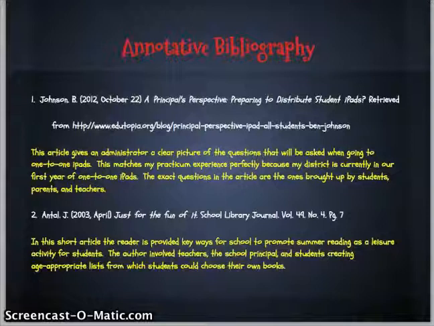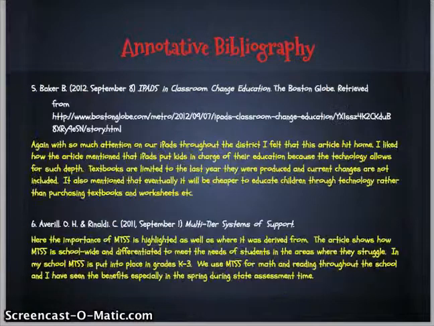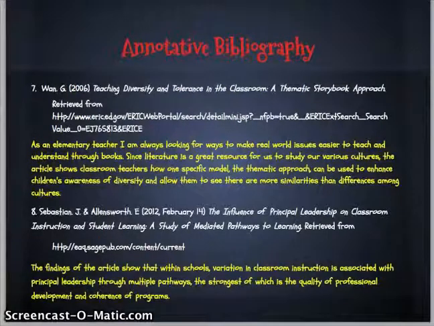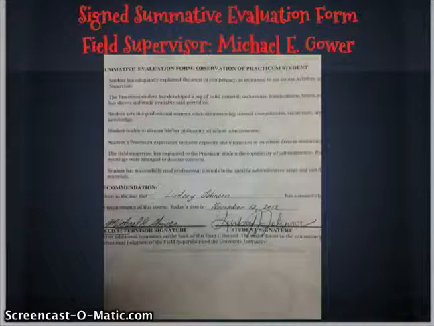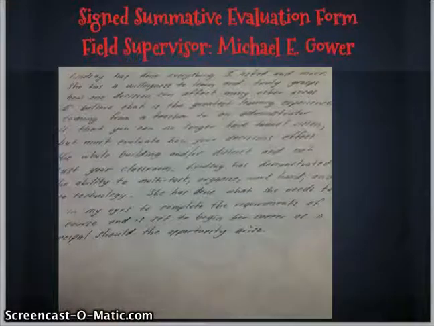Continued. And my annotative bibliography. And my signed summative evaluation form from my field supervisor, Mike Gower. Thank you for listening. I have learned so much in this semester, and like many have come to realize that there is a lot, so much to do that the hours add up so fast. And there's his written note as well. Thank you.